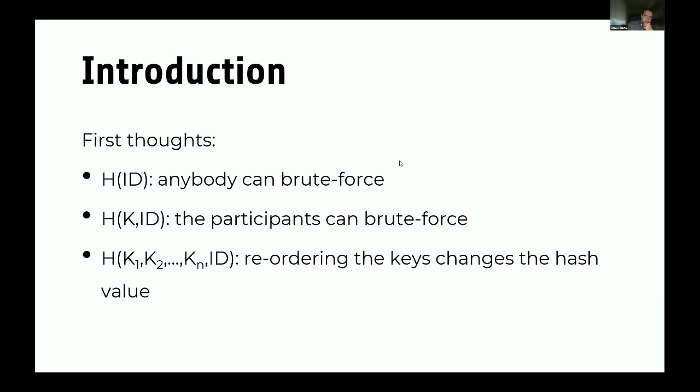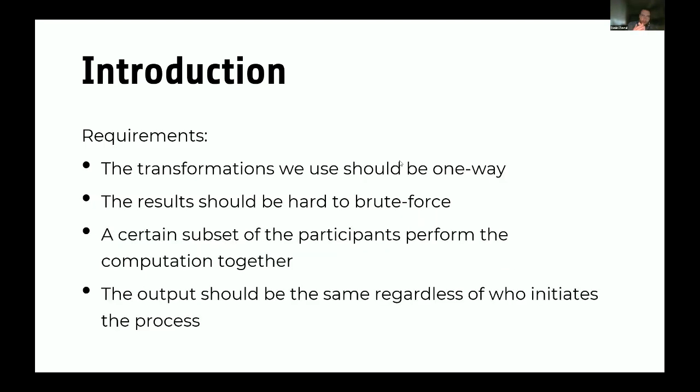And we came up with the following idea. Oh, sorry, first of all, the requirements as a summary. So the transformation that we use should be a one-way function. The results should be hard to brute force, and a certain subset of the participants performs the computation together, and the output should be the same regardless of the order of the participants in the computation. So these are our requirements right now.